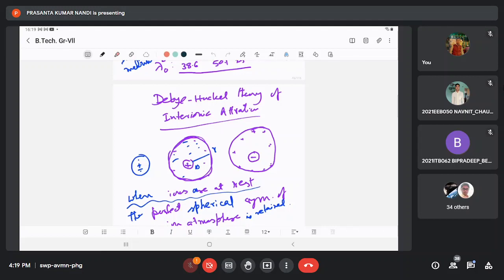Suppose you have a positive ion at the center of the sphere, and the sphere encompasses negative charges. The centroid of the positive and negative charges on the sphere will coincide. That is shown on the left side: the plus and minus charges coincide, meaning they are at the same point. The centroid of the positive charge would be at the center itself, and the negative charge density distributed over the sphere would also have its centroid at the center of the sphere. So positive and negative charges coincide at the same point, which means there is no charge separation or polarity.